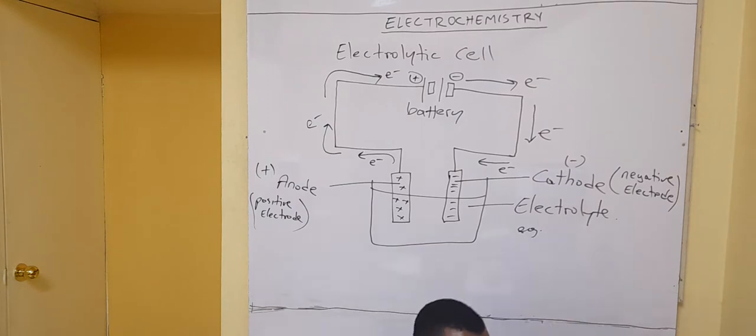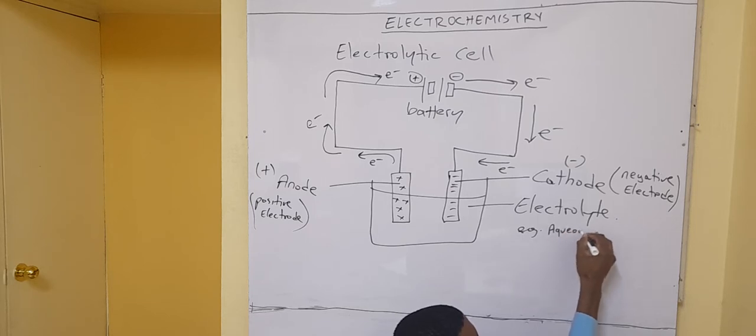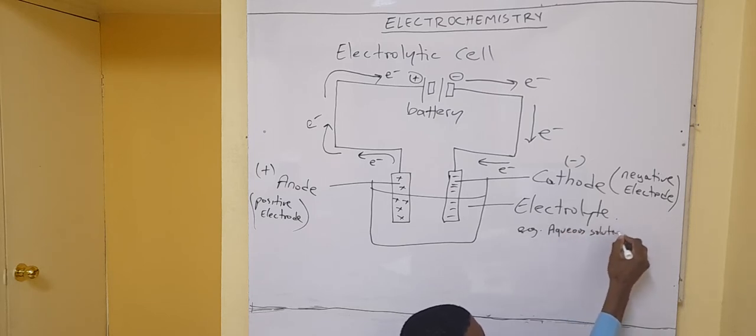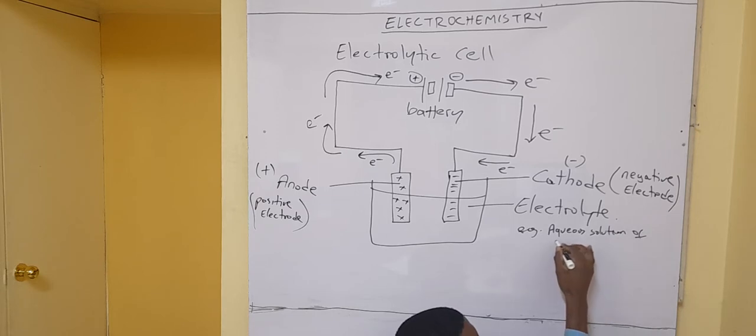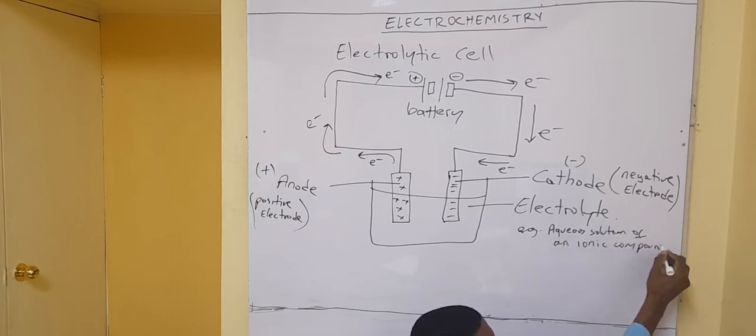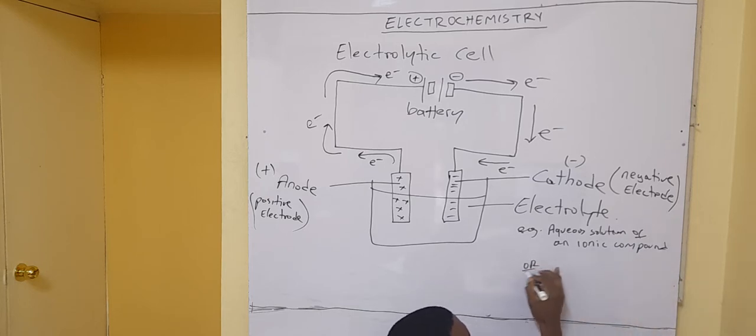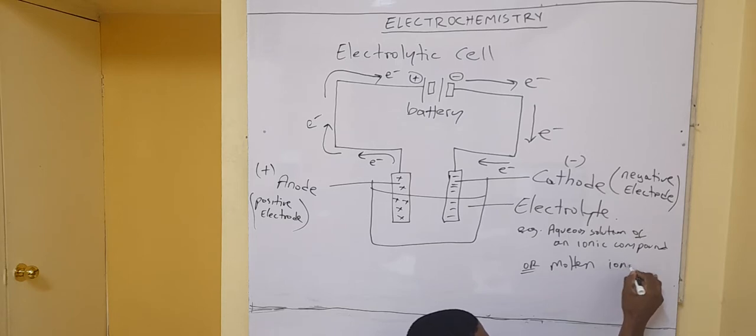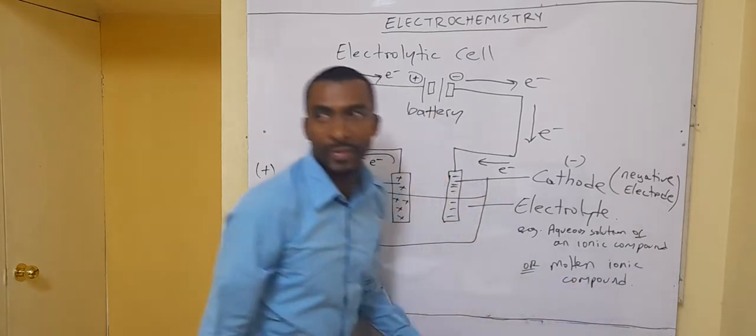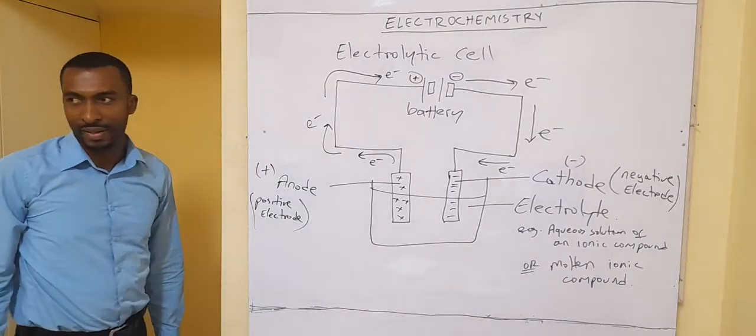So we have two types of substance that can be an electrolyte. Either an aqueous solution of any compound, or a molten ionic compound. So I want you to take that from the board as well, alright?